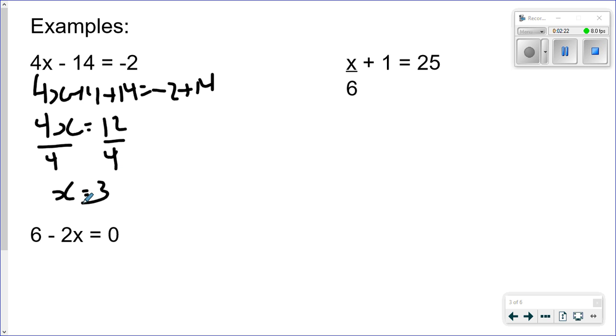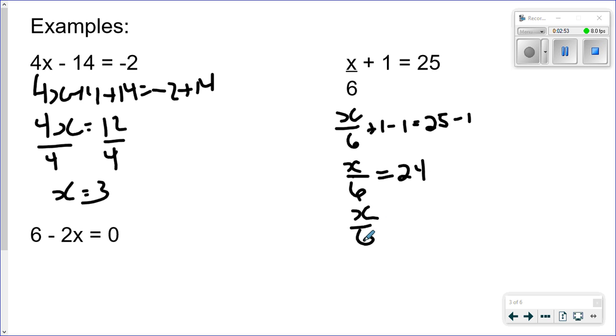Life is good. If we look at the x divided by 6 plus 1 equals 25, again, following Mr. Samborski's wonderful advice, we'll start with the addition. 1 plus 1, opposite is minus 1. Oops. And now we have x divided by 6. The opposite of divided by 6 is times by 6.